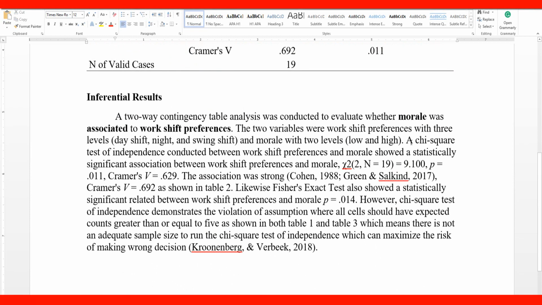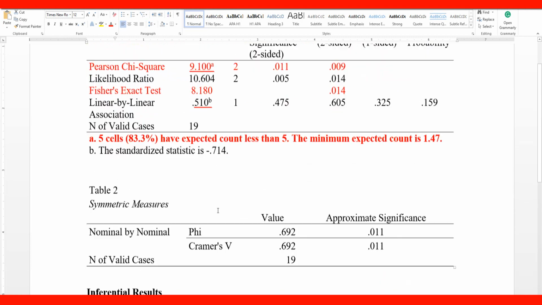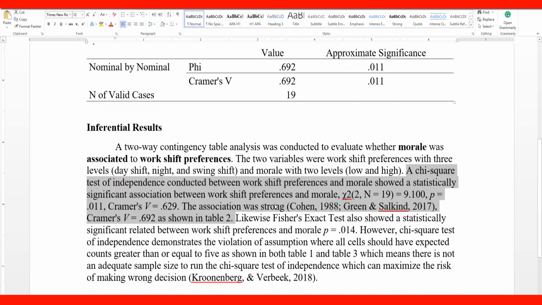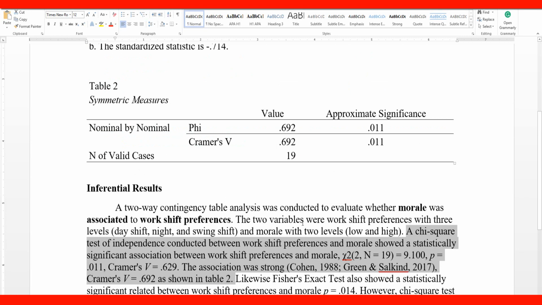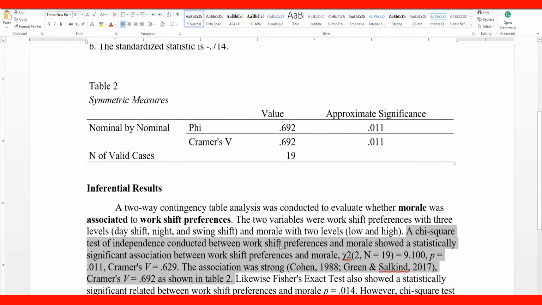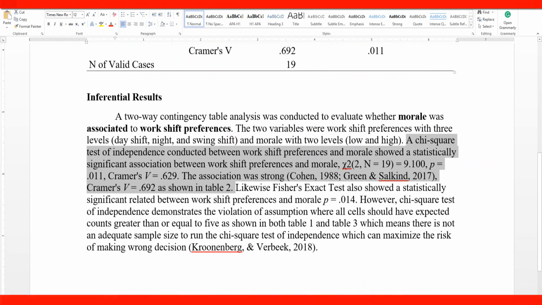Now see, it's very controversial and it is very confusing. You know why? Because on one hand we are saying that the cell count is less than 5. That means we have violated the assumption of chi-square, and usually we don't move forward, we stop here. And we are stating here that there is a significant association between those two variables. It doesn't make sense, right? But however, we are just practicing how to represent this information. So take it easy and make yourself comfortable.